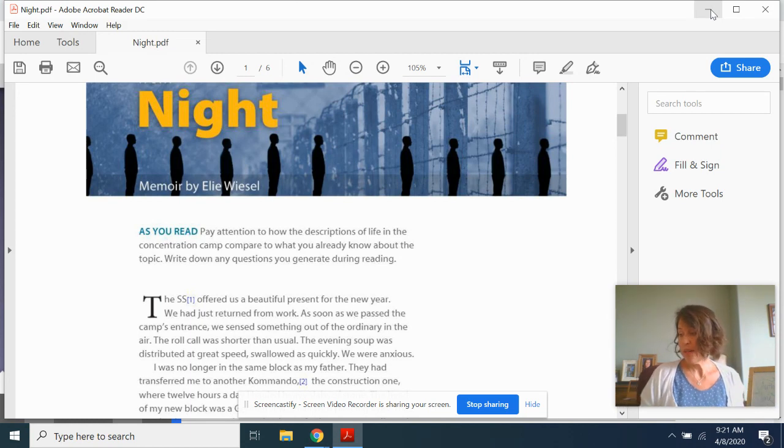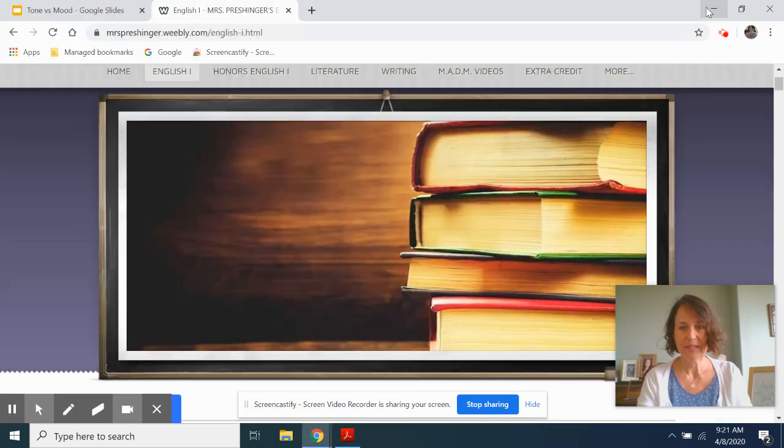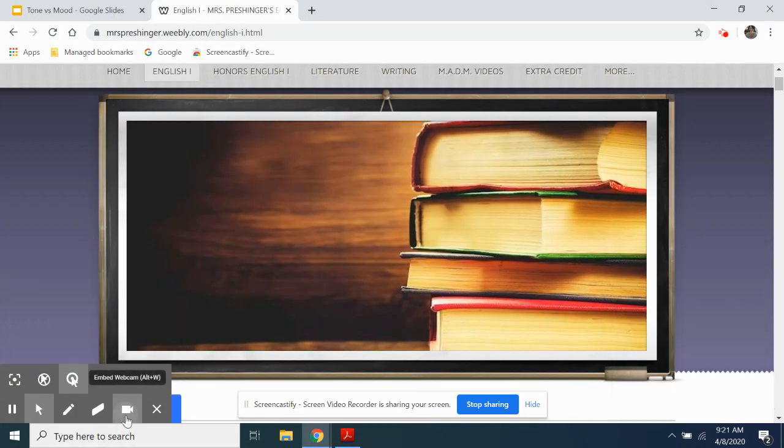So I'm going to give you a few seconds to go ahead and open up your notebook to the literature section. If you don't have your notebook at home because it's still in your locker at school, then just get out a blank piece of paper or take notes on your computer as you're listening and watching. So go ahead and do that. I am going to turn off the camera because I'm going to put up the Google Slides like I do in class. Just give me a second to switch that out here.